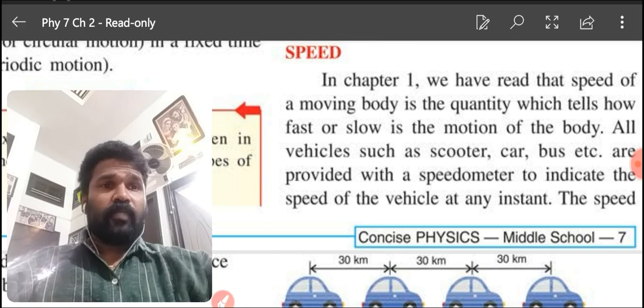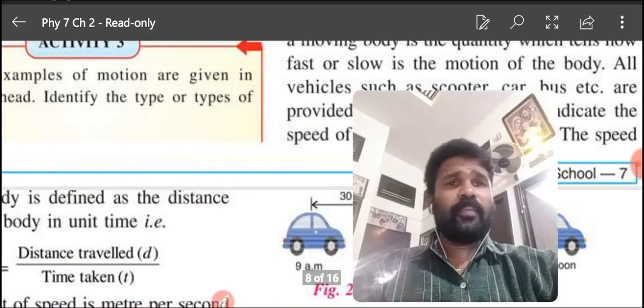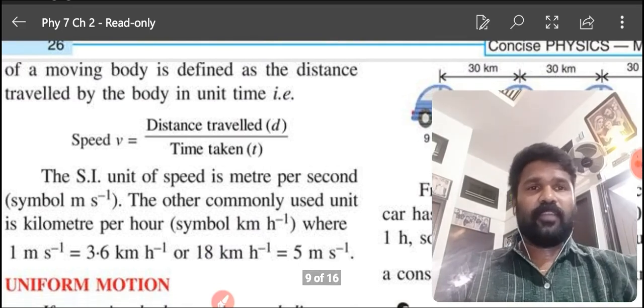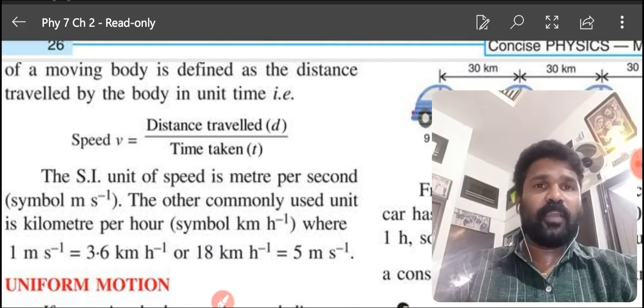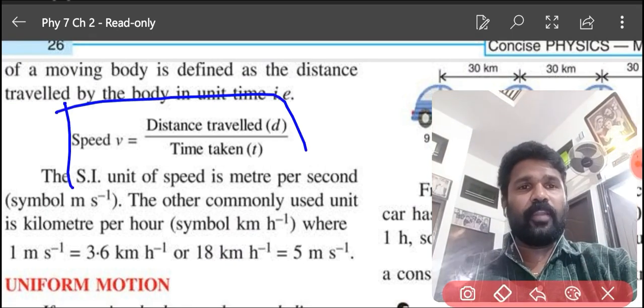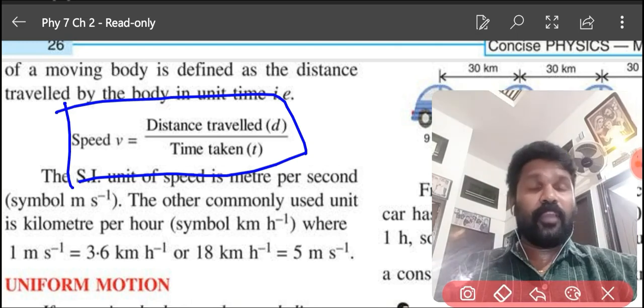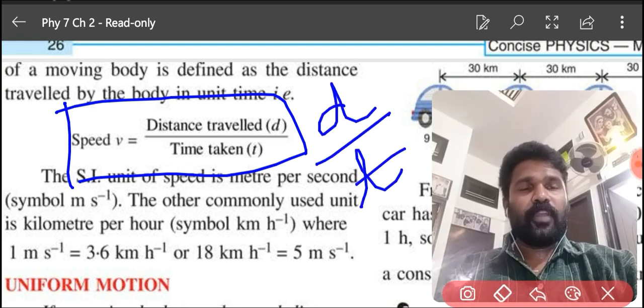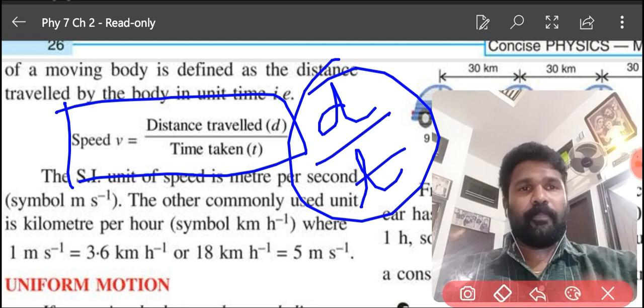Clear? And the speed of a moving body is defined as the distance travelled by the body in unit time. So we can write the formula to find out the speed, that is speed v is equal to distance travelled upon time taken, that means d upon t, distance upon time.